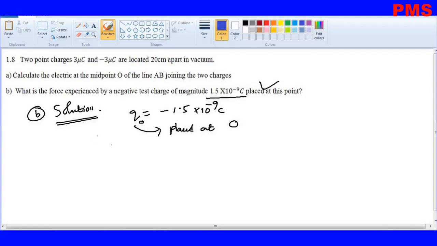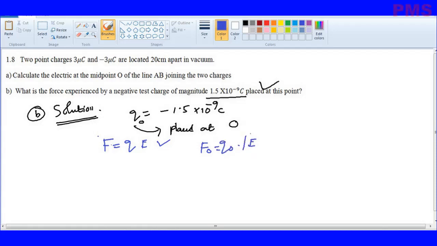So the force formula is F = Q E. What is it in electrostatics? Force equals charge times electric field. It's the standard formula: F = Q E, where F is the force, Q is the charge, and E is the electric field.